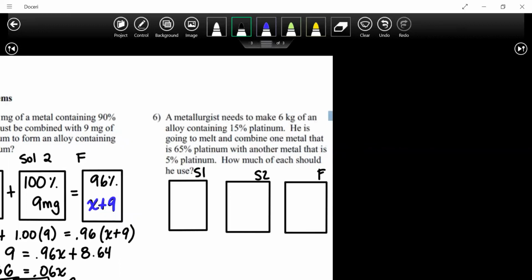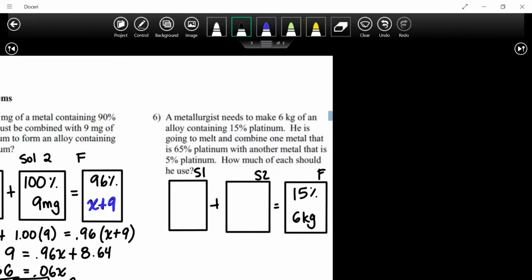He tells us a metallurgist needs to make, so we're creating a 15% platinum alloy with 6 kilograms of solution. So he's given us the last part of it. Because we're given the final one, we need to be able to find the differences. So we're looking at two different values.